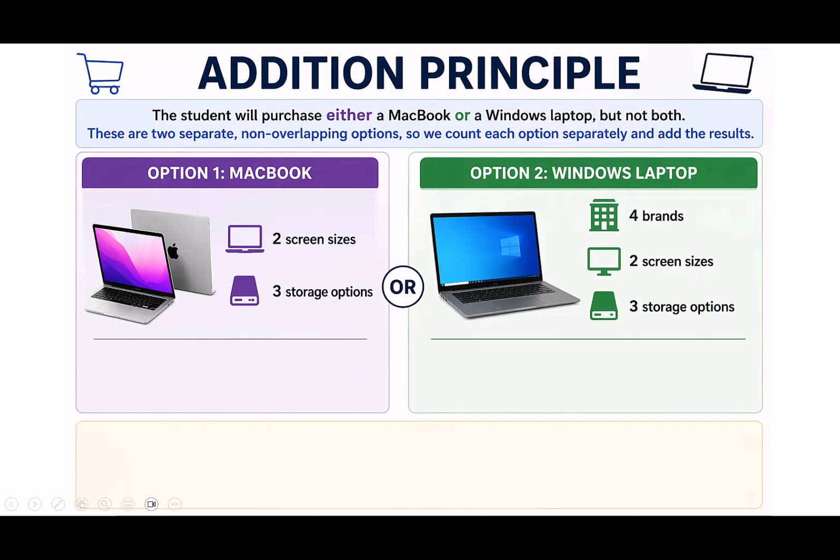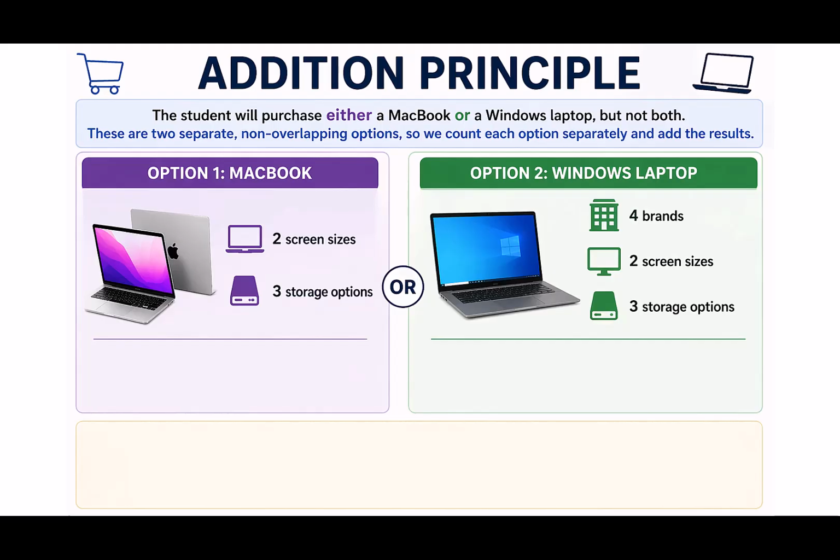Let's look at one more scenario. In this case, we have a student who's going to purchase either a MacBook or a Windows laptop, but not both. When they're looking at the computers, they have different buying options. If they buy the MacBook, they have 2 screen sizes and 3 storage options, versus the Windows laptop offers 4 brands, 2 screen sizes, and 3 storage options.